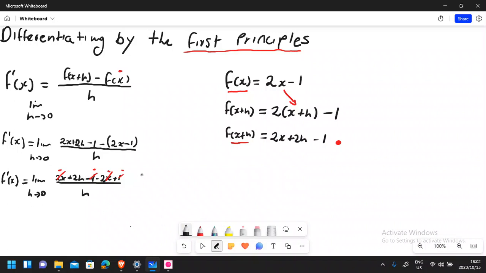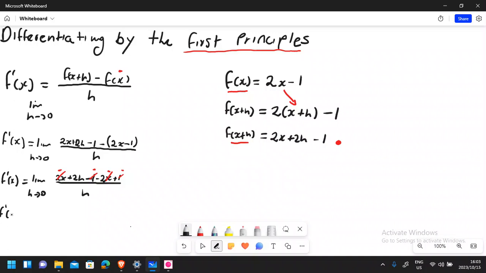So another thing you should pay attention to, after you have simplified or removed the bracket, the terms that don't have h should subtract each other, and you should be left on the numerator only with the terms that have h. If the term has h on it, or it's multiplied by h, that term should be left on the numerator. So let's continue. As you can see here, the one that has h here is 2h.